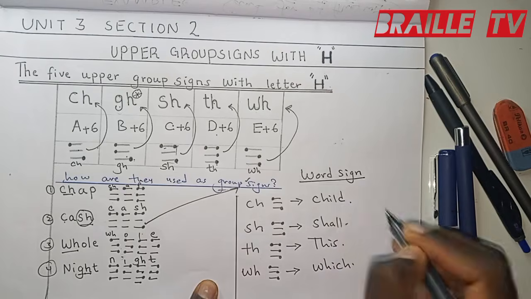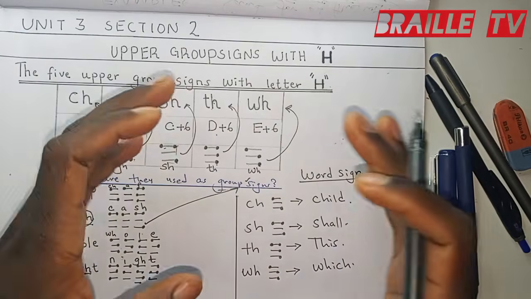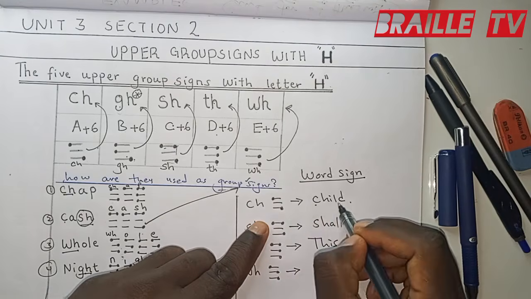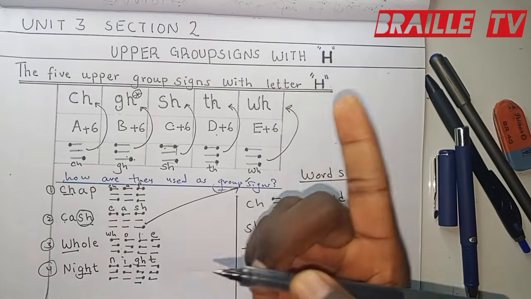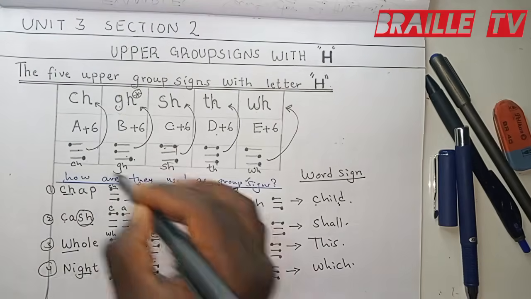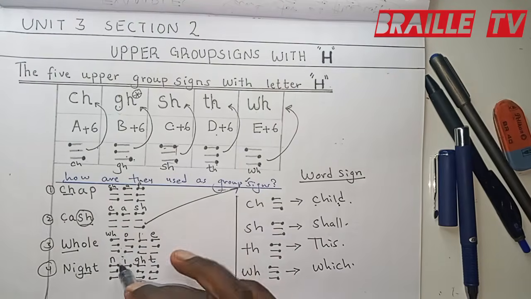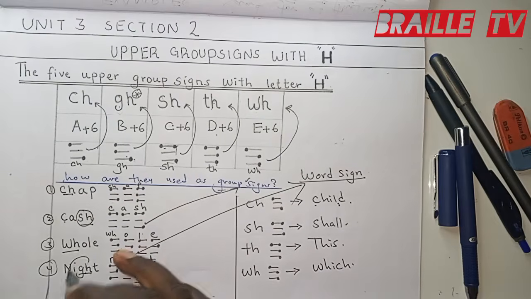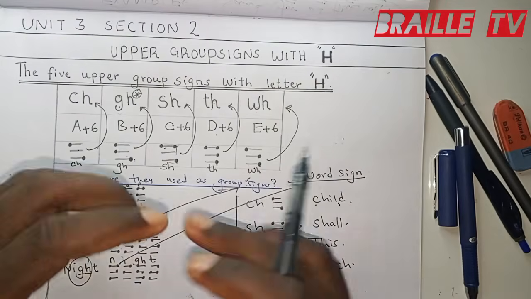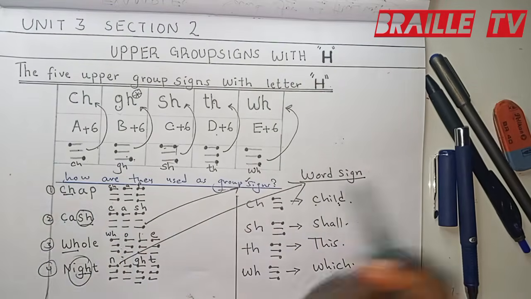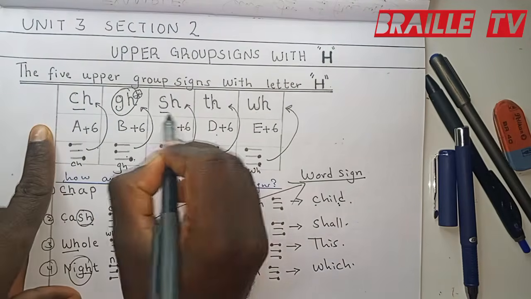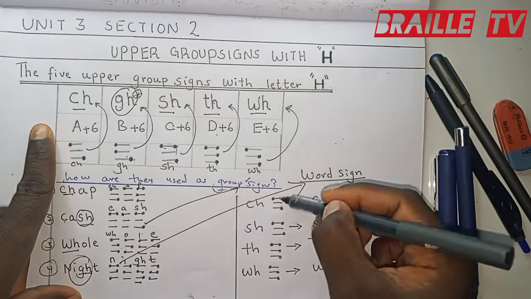They can be used to represent a whole word, whereby in a sentence, if you get the word child, you just write CH to denote child, but it must be standalone. Okay? So that means these 4 of them, apart from being used as group signs, can also be used as word signs, apart from GH. GH only does not have a word sign. There's no word that can be used as a word sign from group sign GH. But the rest, CH, SH, TH, and WH have this word sign.